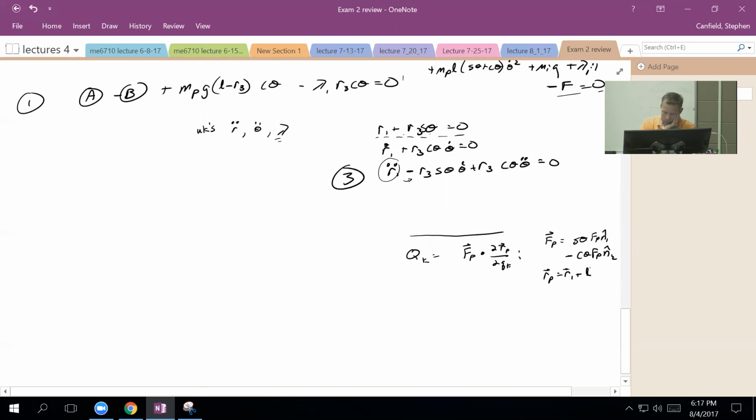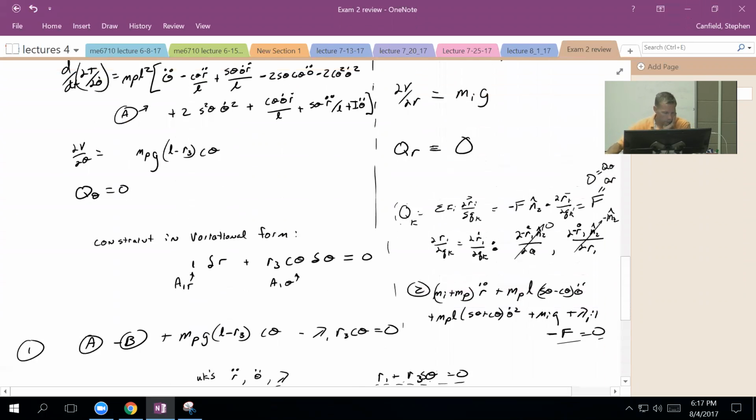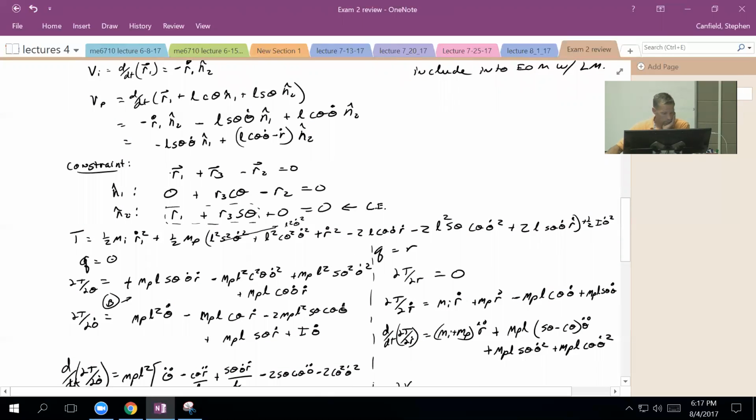This is vector R1 plus vector L. And the velocity of P, we saw it above. We use the cancellation of dots, so it's negative L. Let's see if we can just copy this.